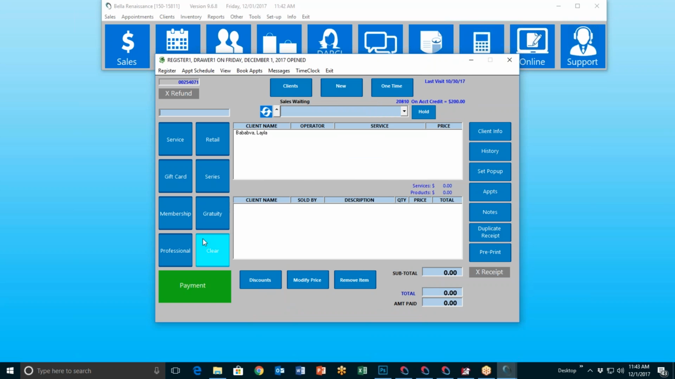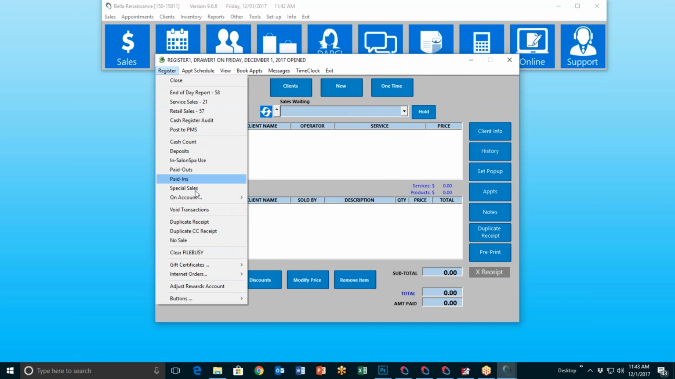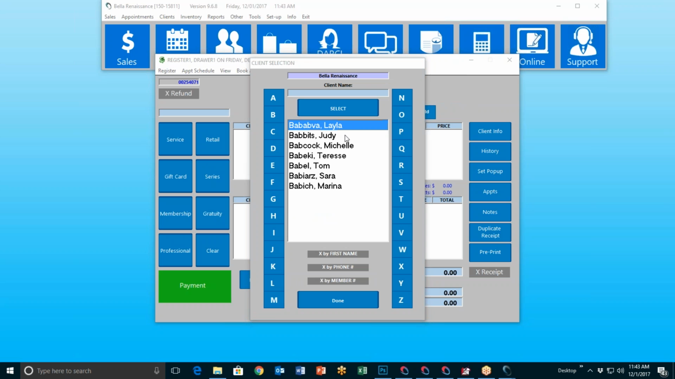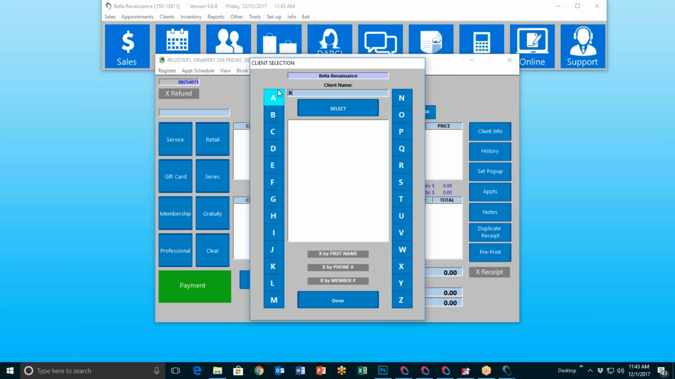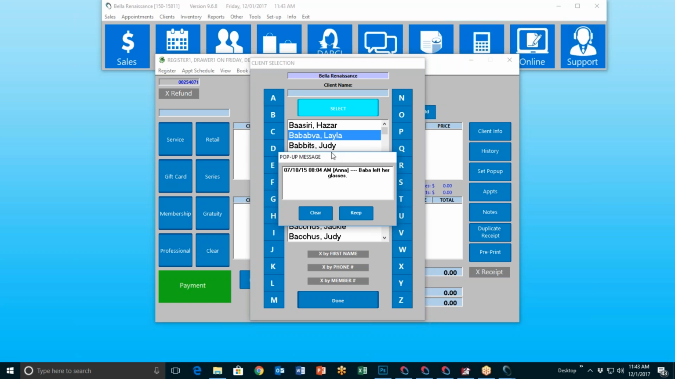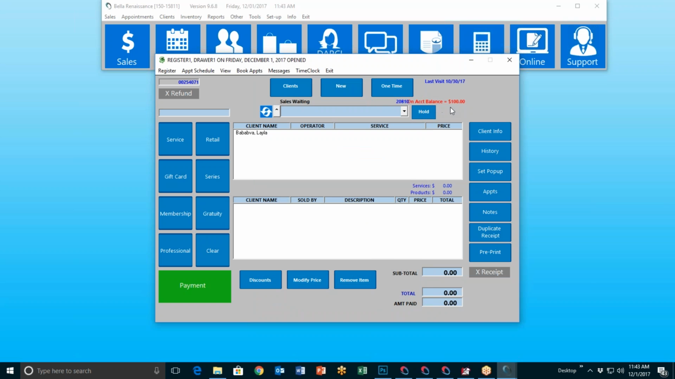Now I'm going to make a change to that. I'm going to clear that, go to register, go to on account adjustments, and go to Layla again. So what am I going to do? I can put in a new beginning balance or an adjustment, and I can put an amount in. So for instance, let's go with $300 and accept. Let's pull her up again. Yeah, and now her on account balance is $100 negative. So remember, it was blue and it said credit when it was positive, and now it's negative $100. This is money she owes you.